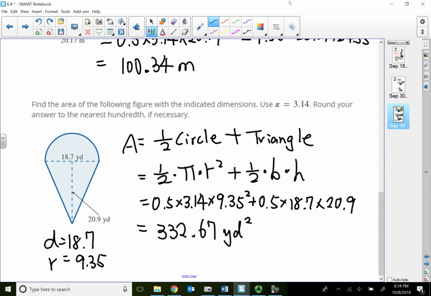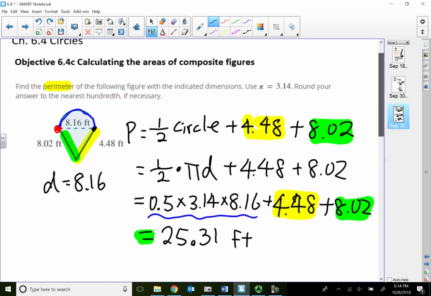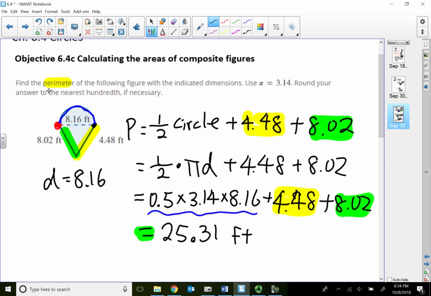All right, so in this lecture video, we quickly talked about the terminology for circles. We looked at the formulas for circumference and area of a circle, and we also did some examples for the perimeter and area of composite figures involving half a circle.